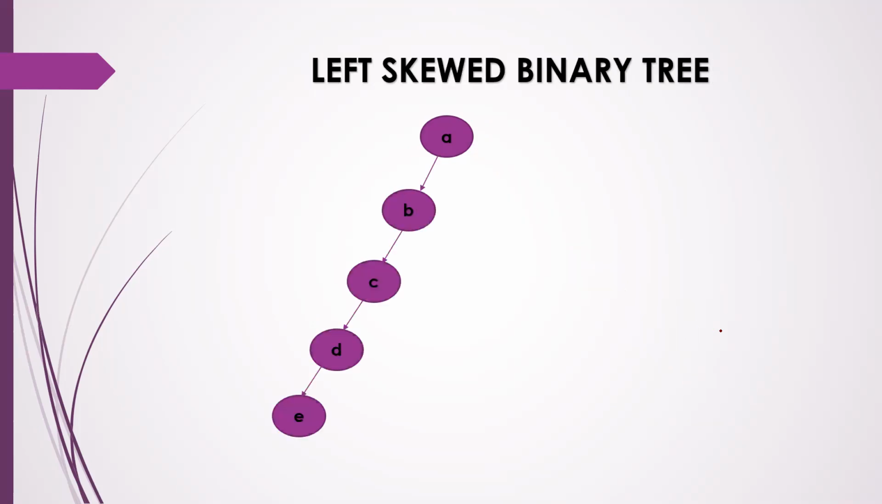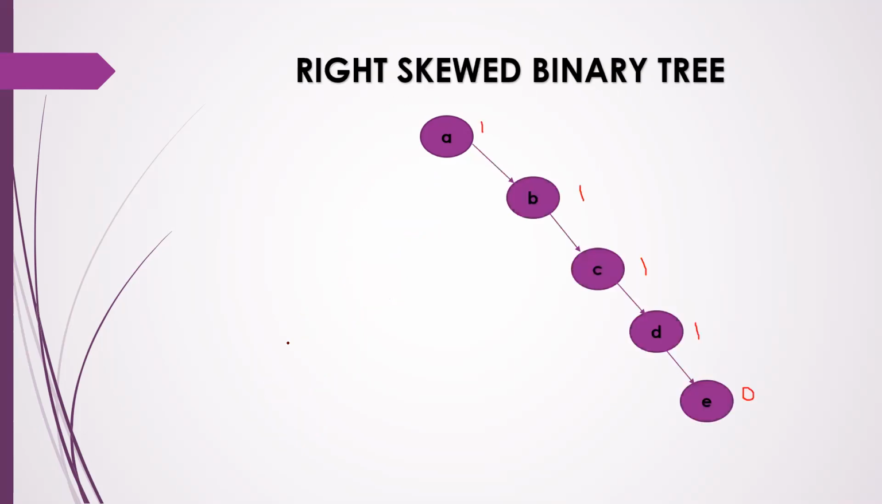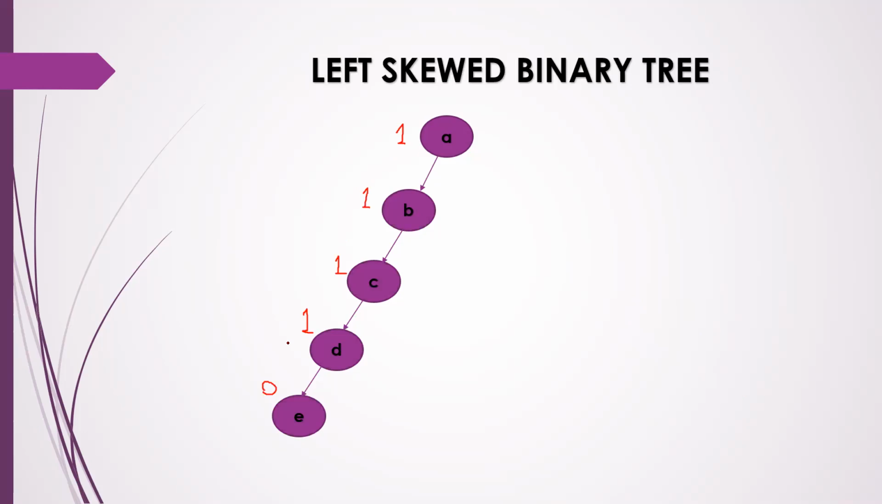And then if you see, this is skewed to the left side, a left skewed binary tree. In the same way, the degree of A will be 1, B will be 1, C will be 1, D will be 1, and E will be 0. We cannot differentiate with the degree here. We can just tell it is skewed to the right or skewed to the left.